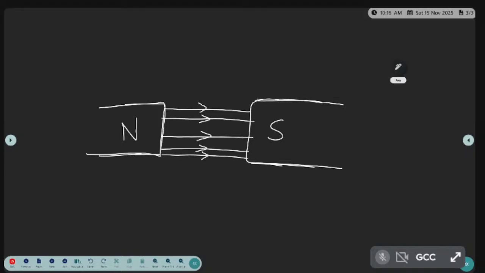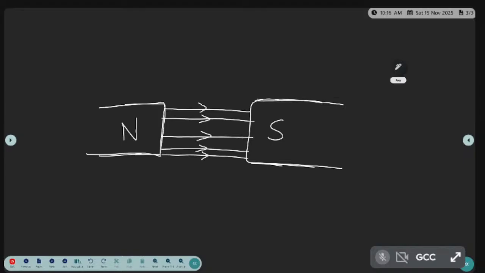Why is an EMF induced? What principle? See, flux is there, flux phi is there. What happens? I am rotating here. So this conductor cuts the magnetic field.